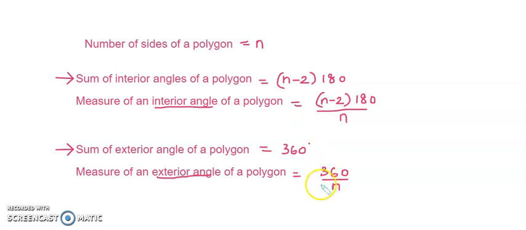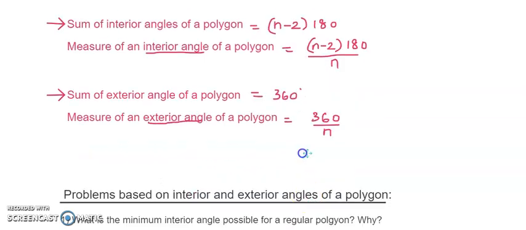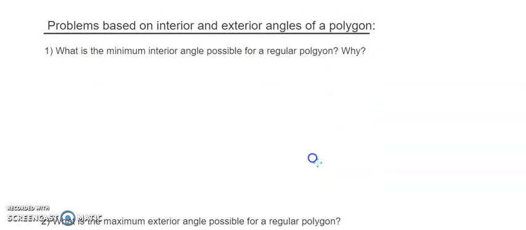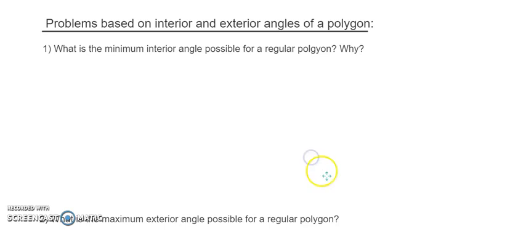So based on these formulas, we are going to look into some special types of questions where we'll use this information to find the unknown. These are problems based on the interior and exterior angles of a polygon. So let's say, what is the minimum interior angle possible for a regular polygon?